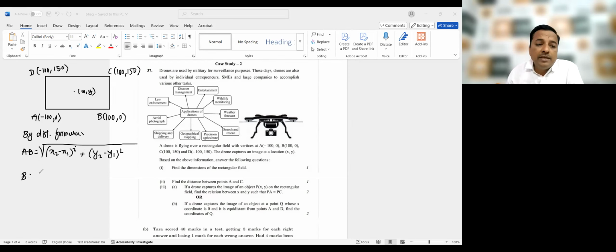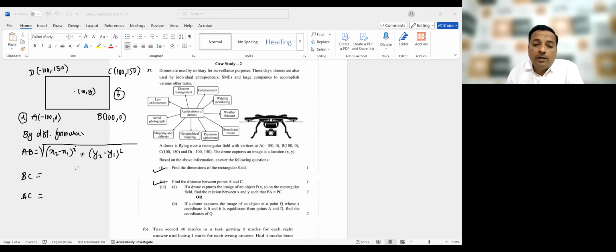Second one is BC. So AB is the length, and BC is the breadth. Again, with the help of the distance formula, you have to find the dimensions, meaning the length and breadth. Got it? Then find the distance between AC. Again, the same distance formula for AC. Okay.